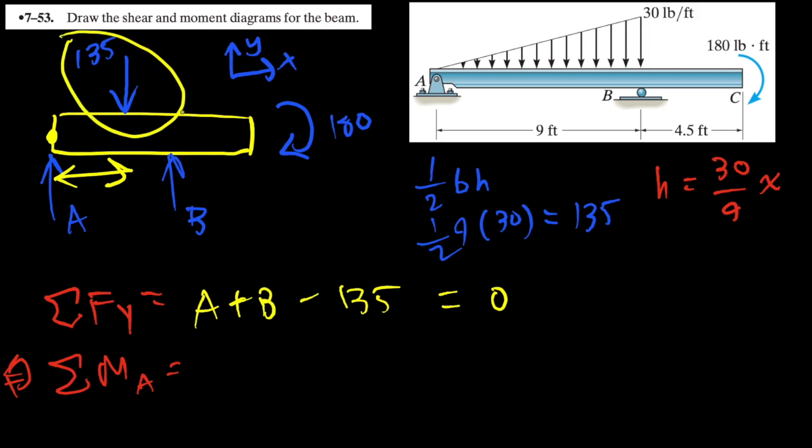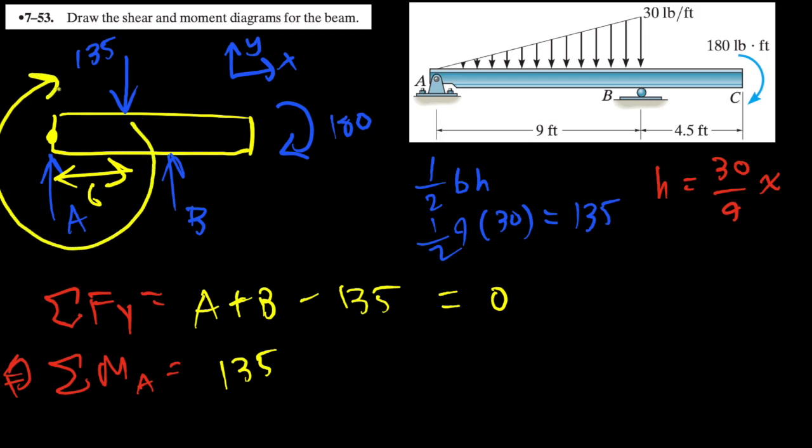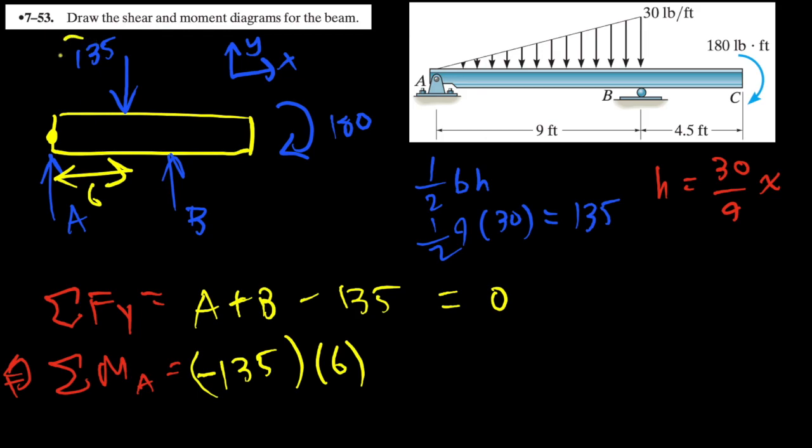So then our contribution from this load here: it has a force magnitude of 135, and the distance to the axis of rotation is 9 times 2 over 3, which is 6 feet. So this distance is 6 feet. And let's look at the sign. We're going clockwise here, so that has a negative sign. So we are doing negative 135 times 6 for the moment contribution of this force.